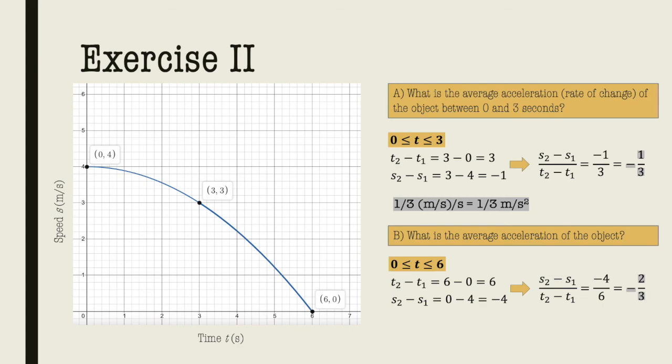The second question simply asks about the average acceleration. When the question does not specify an interval, it means you must find the rate of change of the entire line, in this case from t equals 0 to t equals 6. We use the formula and find the average acceleration of the entire line is -2/3. That is -2/3 meters per second squared.